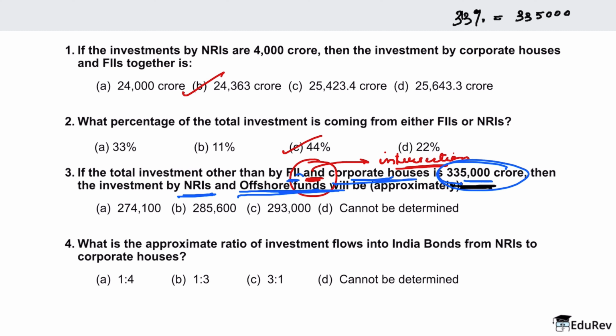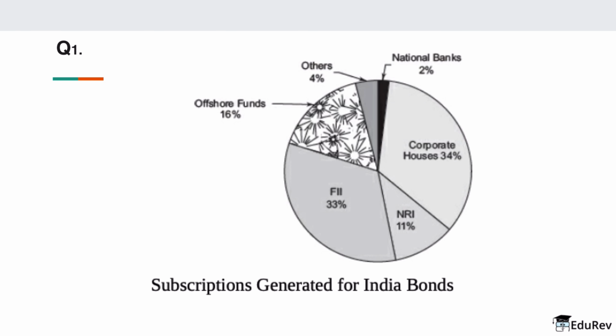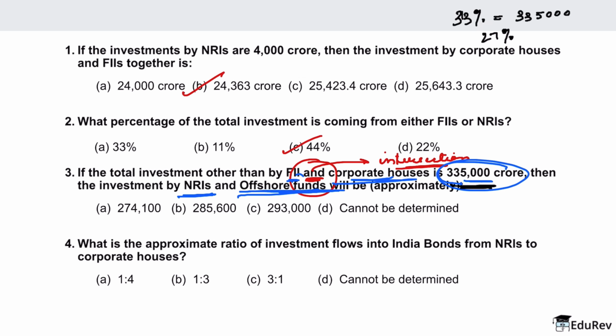335,000. Correct? Now also the investment by offshore funds and NRI is equal to 27%. See here, if I see this graph. So we were talking about what? We were talking about offshore funds. So offshore funds is this and NRIs is this. So 16 and 11. It is nothing but 27. Correct? So for this it's going to be 27.